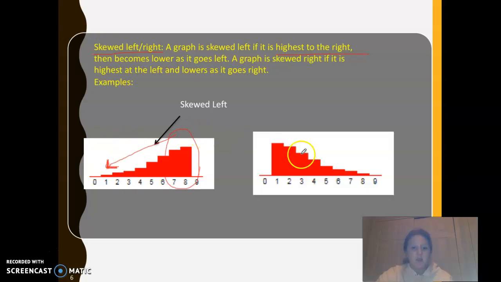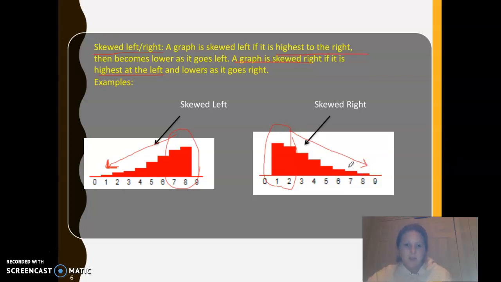And the same goes with being skewed right here. A graph is skewed right if it's highest on the left. So here our highest point of data is on the left, and then it is being skewed right, or tailing right, as I draw my arrow descending to the right. This graph would be skewed right. Okay, skewed left, tails left. Again, I draw my arrow to help me. It's tailing left, it's skewed left. If a graph tails right, it's skewed right.